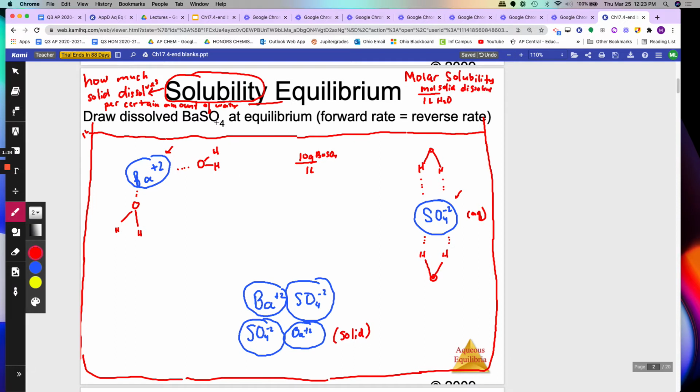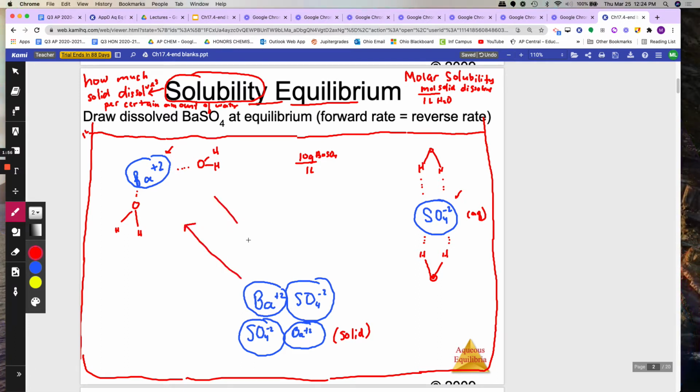When you're looking at solubility, you have to also consider the equilibrium. Equilibrium means if I left the solid in the beaker for 10 years, that means that all the barium +2 and sulfate ions that's supposed to be dissolved is already dissolved. That means that as barium solid goes into aqueous, then the barium +2 aqueous goes into the solid. Those two rates are equal. That's what equilibrium means. The forward rate is equal to the reverse rate.